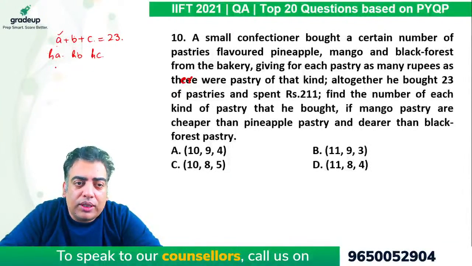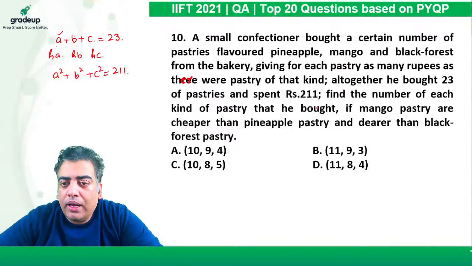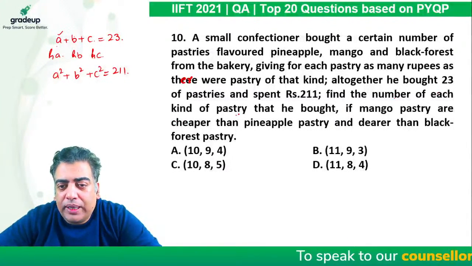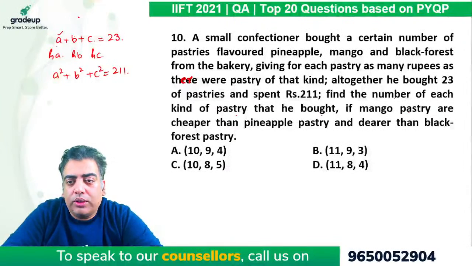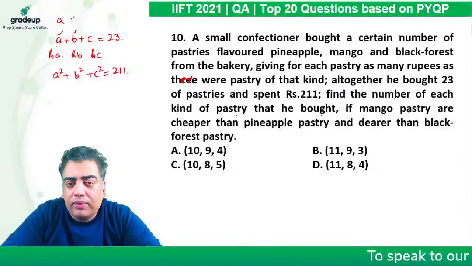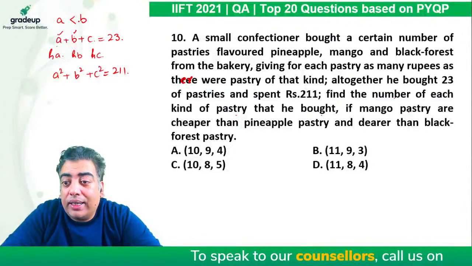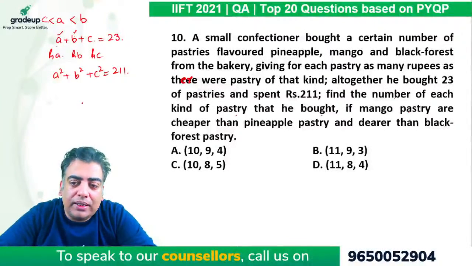Which means the total cost incurred to purchase them will be A square plus B square plus C square, which equals 211. Then he says find the number of each kind of pastry that he bought if mango pastry are cheaper than pineapple. So this is mango pastry which we took B, right? Although we can rearrange them in any order, it doesn't make any difference. So let's say A are mango pastries which are less than pineapple and dearer than black forest. Dearer means they are more expensive. All right, so this should be the order of my answer.